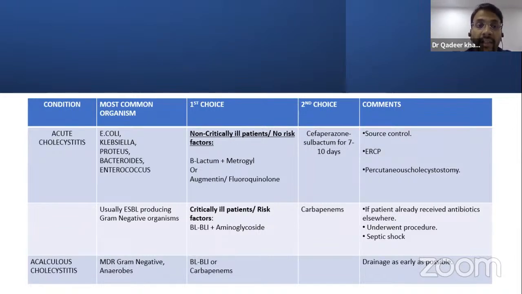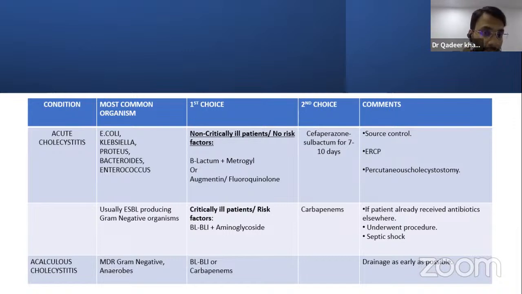As I discussed, in cholecystitis the common organisms will be gram-negative, E. coli, Klebsiella. So our first choice, if the patient is non-critically ill, is a beta-lactam plus metronidazole or a fluoroquinolone. Second choice will be a beta-lactam, that is a BL-BLA combination, for a duration of 7 to 10 days. But the main thing we need to look at here is that we should have source control. Without source control, if you continue hitting with antibiotics, the patient may not improve.